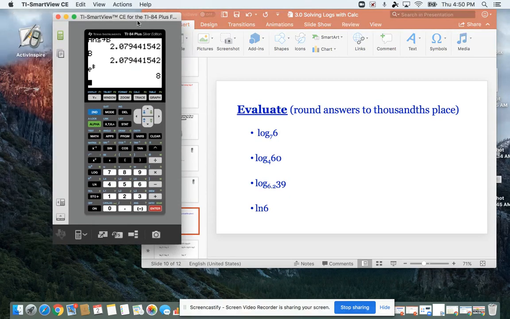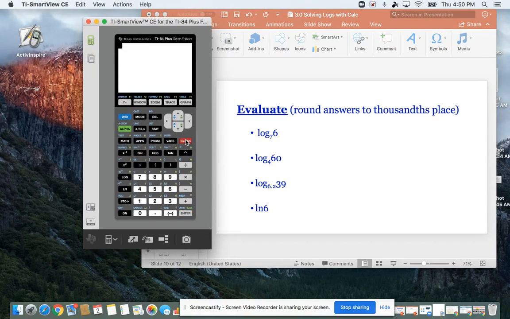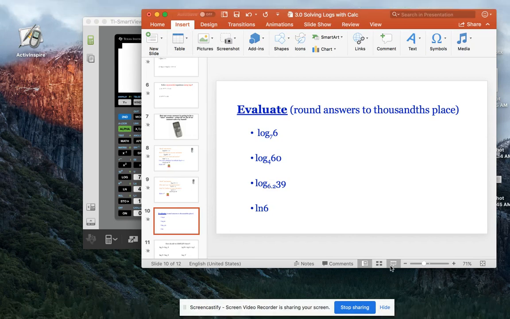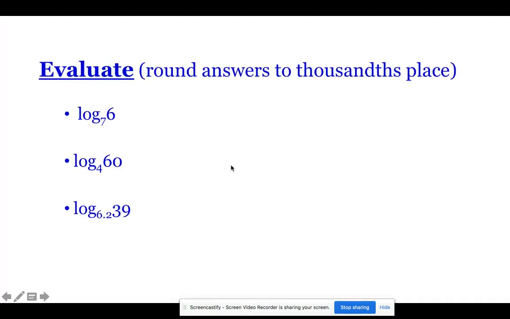Let's evaluate these. And you know what? I'm going to make this big, and then we will do it in the calculator. So let's think about how we're going to put these into the calculator, and then you guys can put them into the calculator, and then we can talk about the answer. So here, I would enter log of 6 divided by log of 7. If you tried ln of 6 divided by ln of 7, that's great too, right?